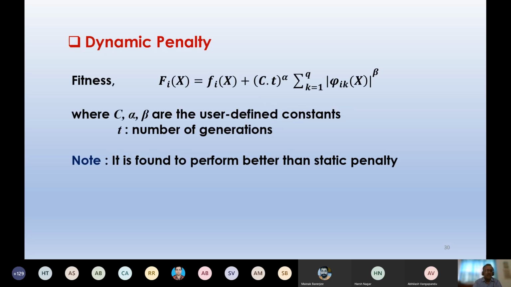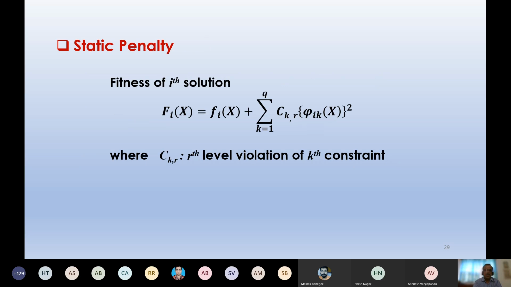I hope you got the idea how to determine this particular CKR value. Once you've got it, you can find out the penalty term, and you can find out the modified fitness. Now the GA will run based on the modified fitness, but not on the original fitness, that is small FIX. So GA will run on the modified fitness information that is denoted by capital FIX. Okay, so I hope I am clear to all of you about this static penalty.